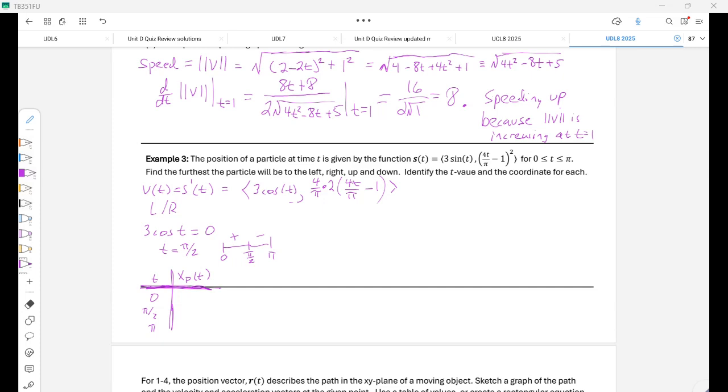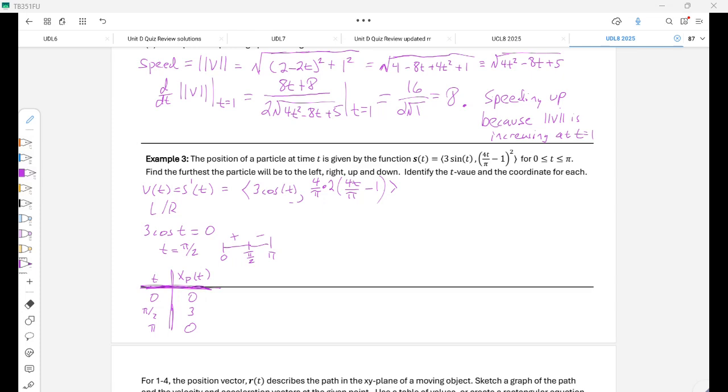Going back to my position, at time t equals 0, it has an x component of the position of 3 sine of 0, which is 0. At pi over 2, 3 sine of pi over 2. What's sine of pi over 2? 1, so 3. And then in the last one, the sine of pi is 0. So on that interval, the furthest to the left that it'll be is 0, and the furthest to the right it will be is 3.